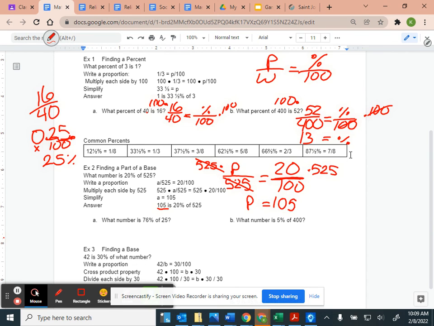So we just have to figure out what's our part, what's our whole, what's our percentage over 100, and figure out which one we're solving for. Then we're doing the same algebra that we did in the last unit. Solve for that missing piece. So if you were dividing by 525, then you need to multiply by it. So we're just reversing it.